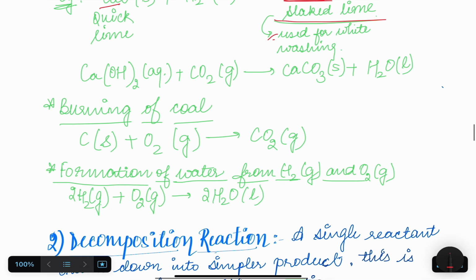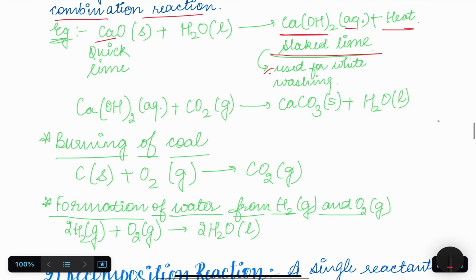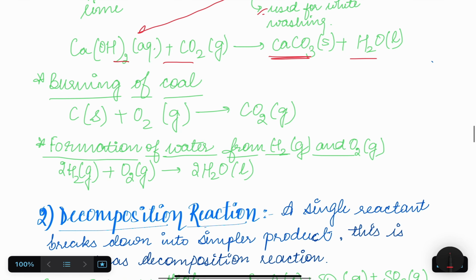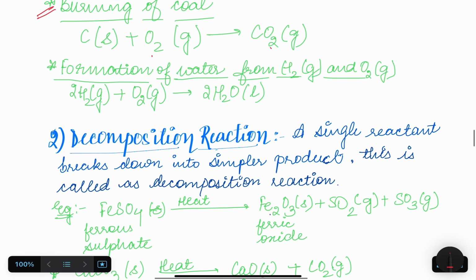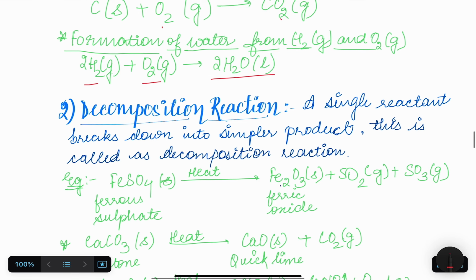And this calcium hydroxide, when it is combined with CO2 gas, it produces calcium carbonate along with water. Then we have the example of burning of coal. Carbon plus oxygen gives CO2. Formation of water from hydrogen and oxygen: hydrogen plus oxygen gives water. It is a very basic reaction. We have learned this since we were very small. Hope it is clear.